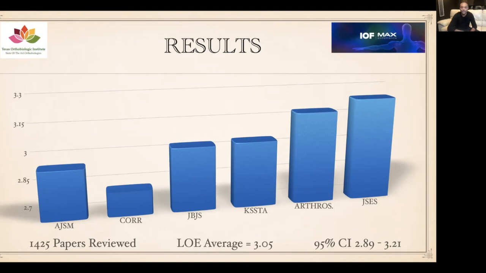Across 1,425 cumulative papers looked at, the average level of evidence was 3.05, but essentially 3, with a relatively narrow 95% confidence interval of 2.89 to 3.21. So with that information, we concluded that the average level of evidence across these top 6 journals that year, 2018 through 2019, was 3.